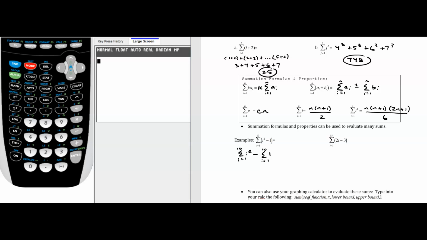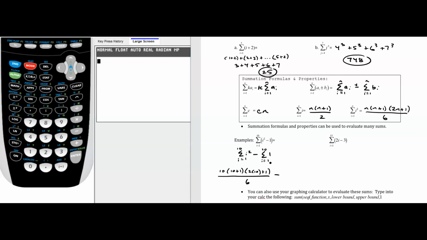Now I can use the formula for the sum of i squared. We saw that one right up here. So that's going to be equal to n times n plus 1 times 2n plus 1 over 6. But notice that my n is going to be 10 in this case. And so this formula translates to 10 times 10 plus 1 times 2 times 10 plus 1, all over 6.